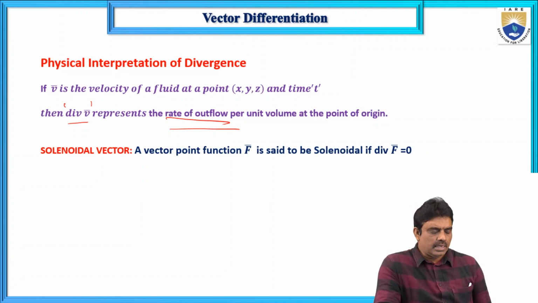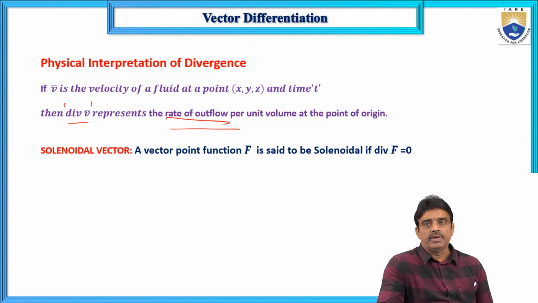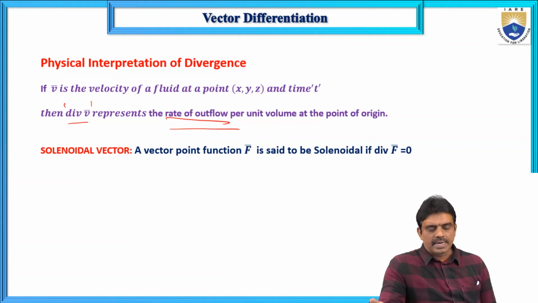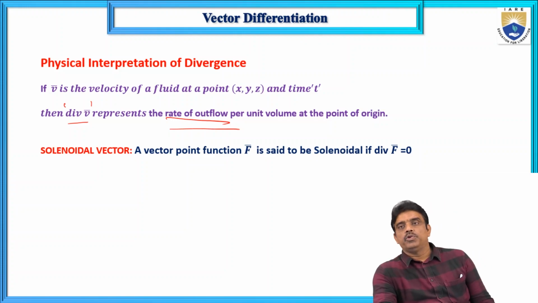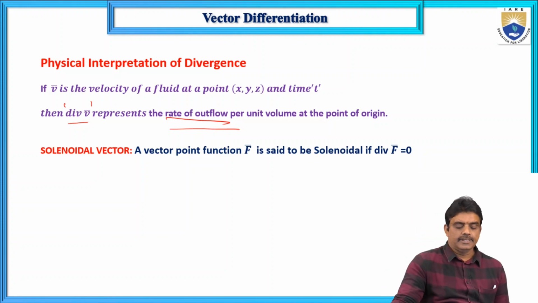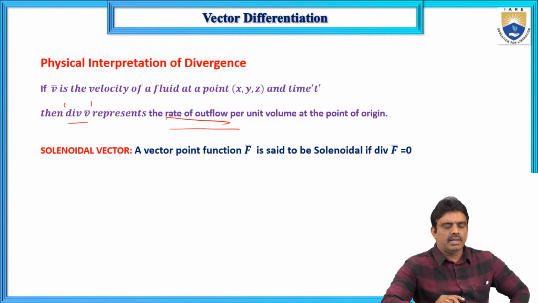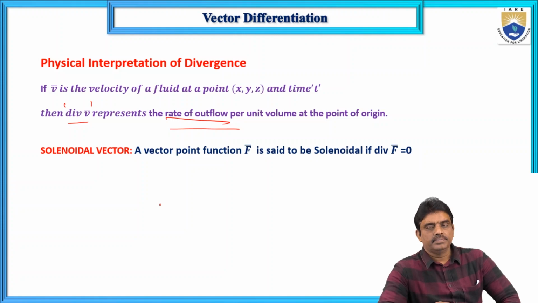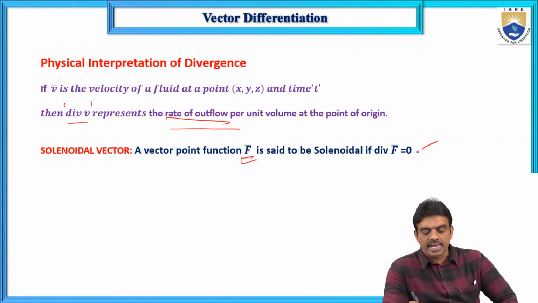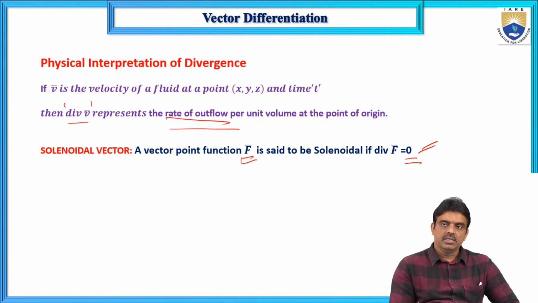Then another one is the curl of a vector point function. If v bar is the velocity vector of the fluid at a point x, y, z, and you want to calculate div v bar, then div v bar represents the rate of outflow per unit volume at the point. Then here we have another definition on solenoidal vector. A vector point function f bar is said to be solenoidal if div f bar is equal to 0. Div f bar is always a scalar, so that means it is 0.